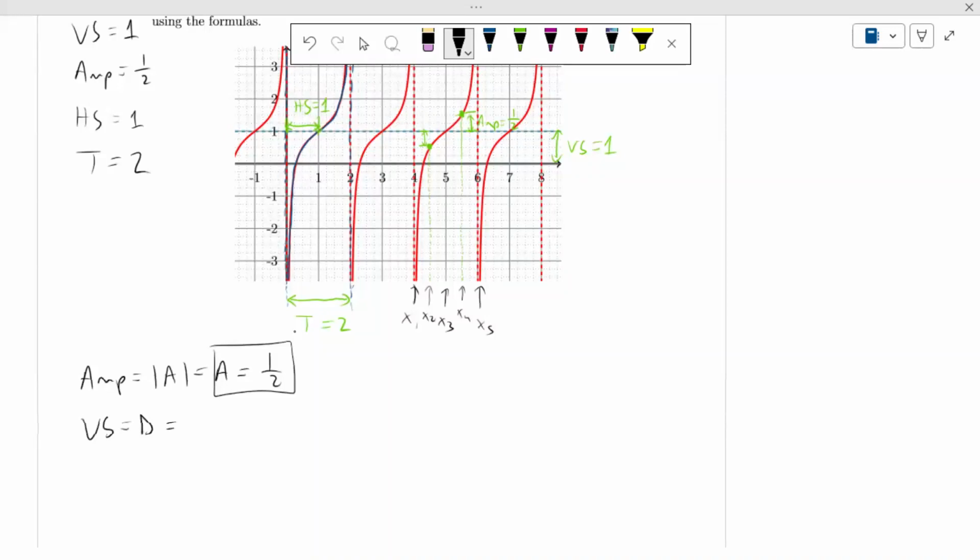Vertical shift is always equal to D, which in this case is 1.